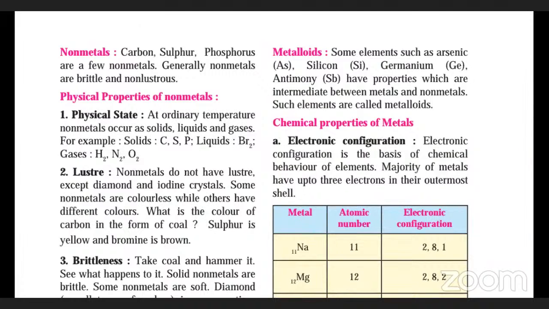So these are mercury and gallium. Mercury and gallium are the two metals which exist in liquid state, except these two metals. All other metals exist in the solid state. Okay, in a similar way, talking about non-metals.